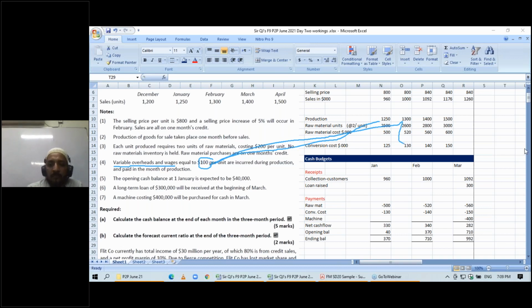Okay. So yes, I have taken the opening balance over here, 40, the opening balance of cash, and then added 330 to it. So I arrived at 370. Then this 370 becomes the opening balance for the next month, and 710 becomes the opening balance for the next month. So the opening balance has been added to the net cash flow, the net cash receipts during the month. Variable overhead cost, yes. Right?